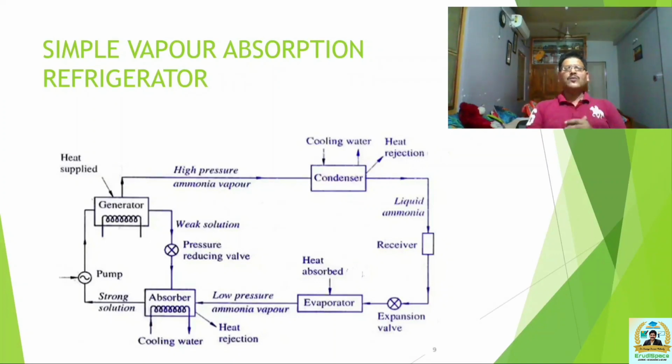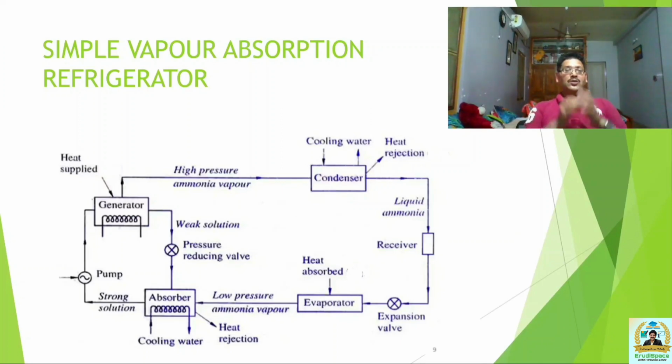In the refrigerant control valve or expansion valve, the pressure and temperature are considerably reduced to ensure smooth heat transfer to the refrigerant in the evaporator. So as far as the function of components like condenser, expansion valve and evaporator are concerned, there is no difference between the Vapour Absorption Refrigeration System and Vapour Compression Refrigeration System.